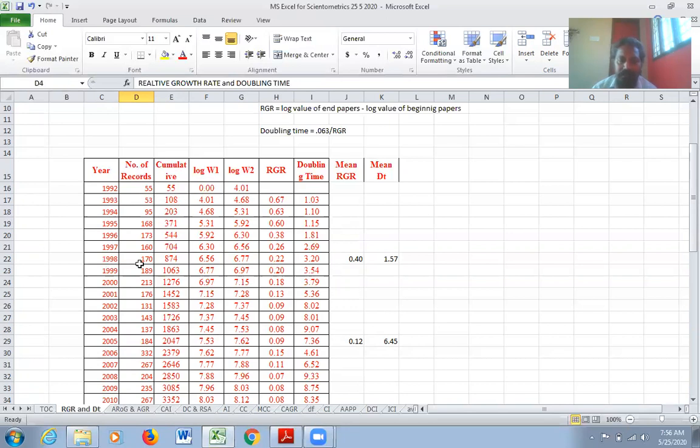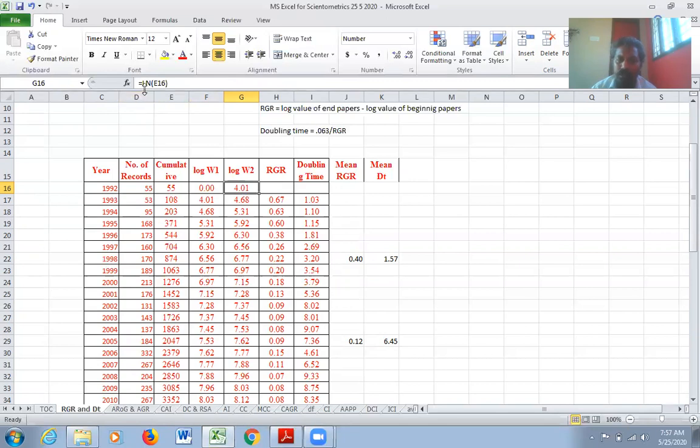So that gives the yearly number of records. This you get either from WebExcel or straight away from the Web of Science database, PubMed database or Scopus database, no problem. And here, how to calculate relative growth rate? You need to find out two things: the log value of the initial output and the log value of the final output of each and every year. The first step: how to calculate the log value? For example, at the beginning of 1992 we didn't have even a single record, so the log value is 0. At the end of 1992, we have 55 records. So I calculate the logarithm value.